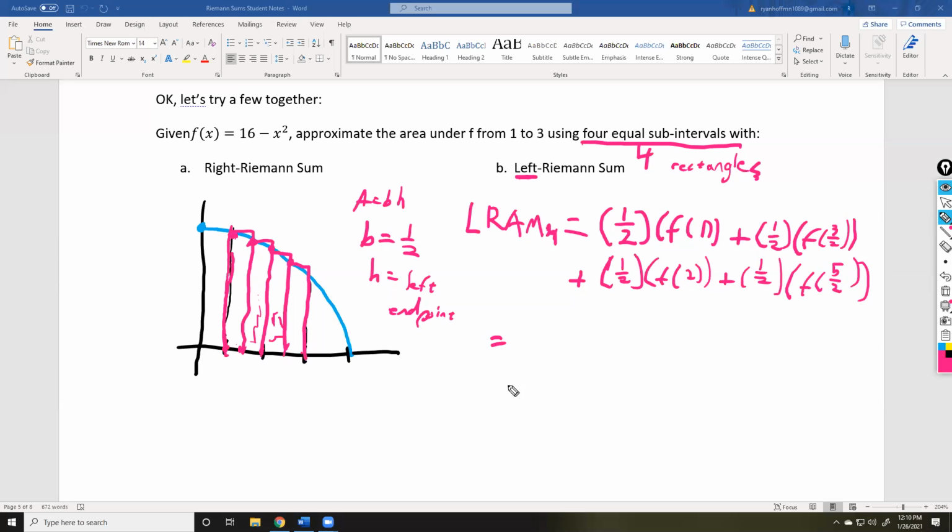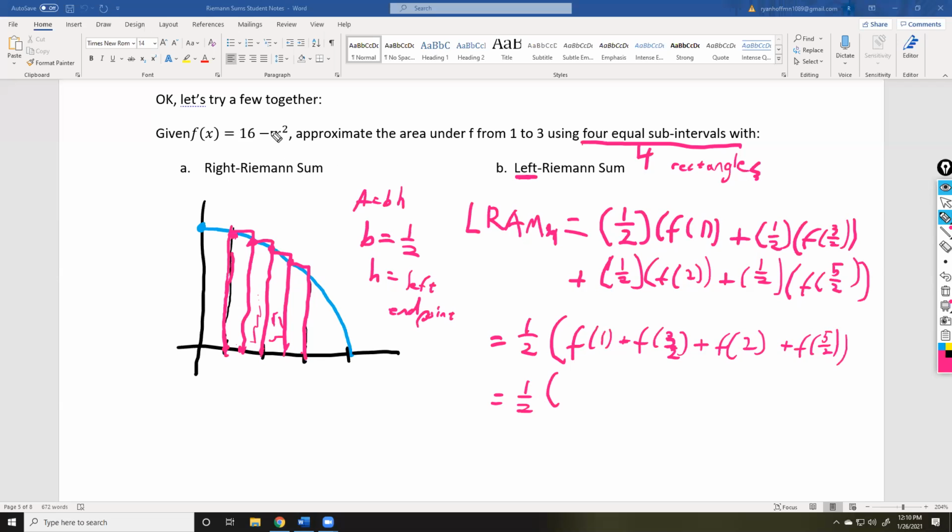And one thing that's going to make it easier if you're needing to add these up by hand, especially if they're equal subintervals, if they're all the same subinterval, that means they all have a base of 1/2. So I can take a 1/2 and factor it out of here. Plus f of 2 plus f of 5/2. So we can calculate what each of these are.